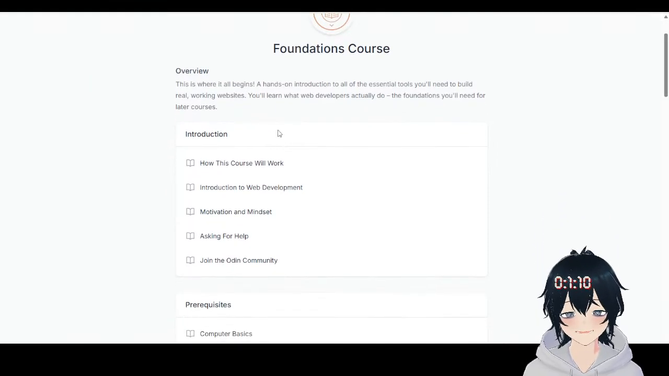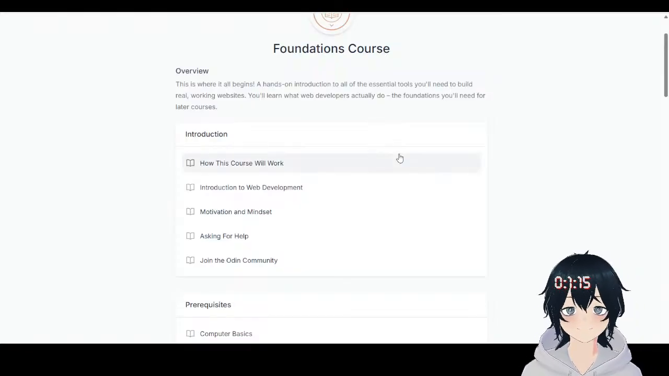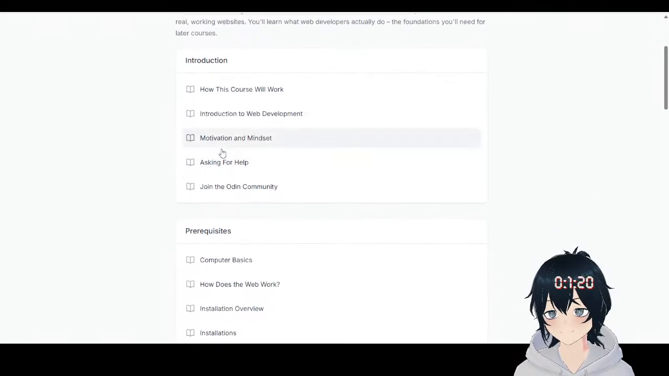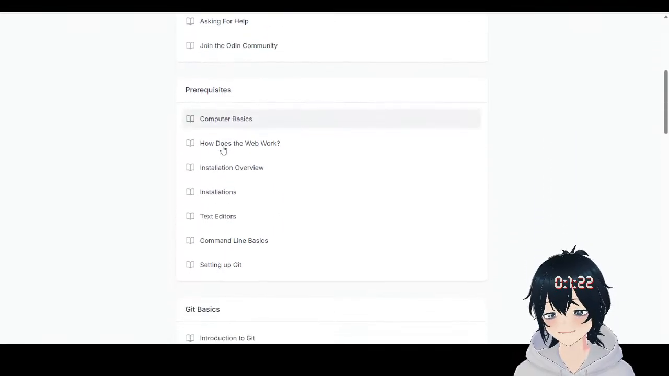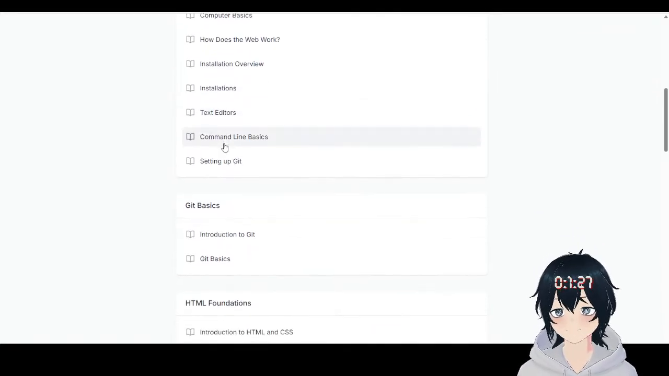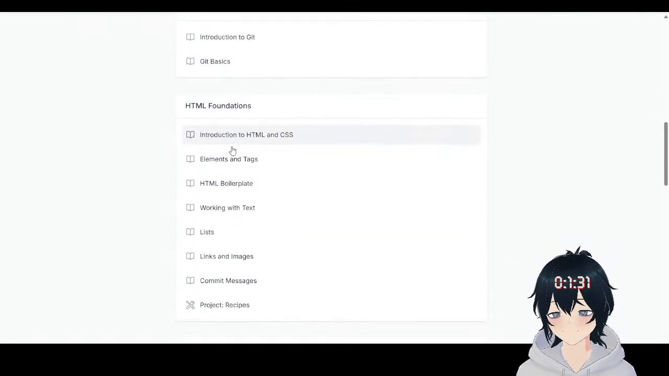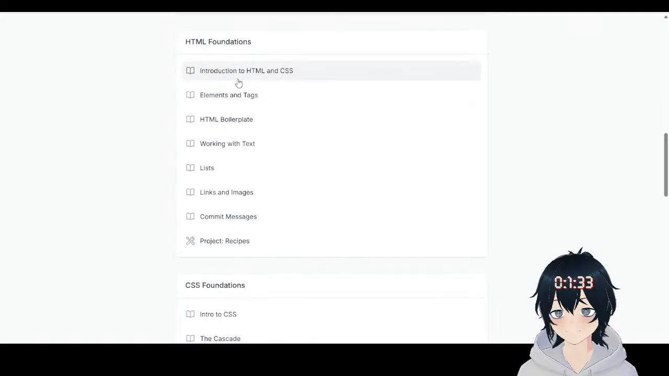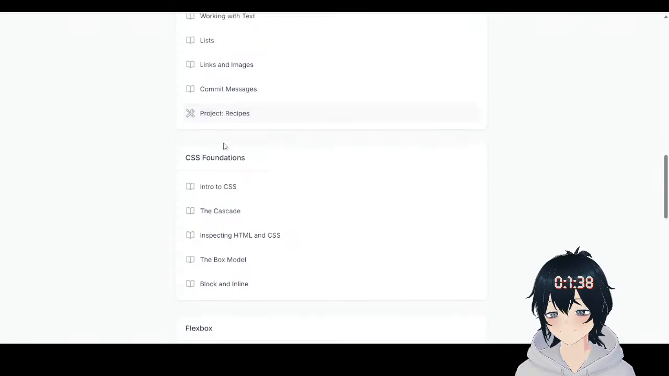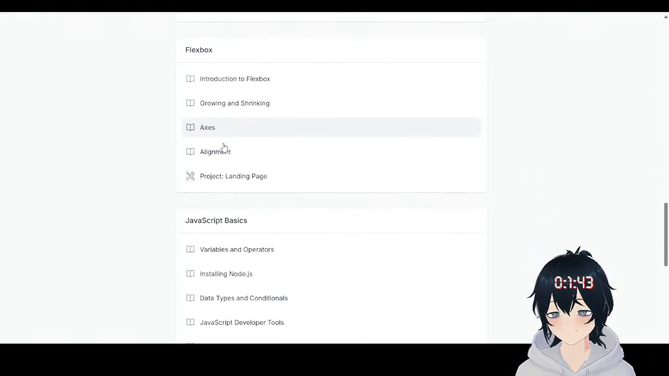This is where it all begins, a hands-on introduction to all the essential tools you need to build real cooking websites. Introduction, motivation, mindset, asking for help, computer basics, how does the web work, installation. Oh no, I need to download. Introduction to zip, HTML, recipes, intro CSS, Flexbox.